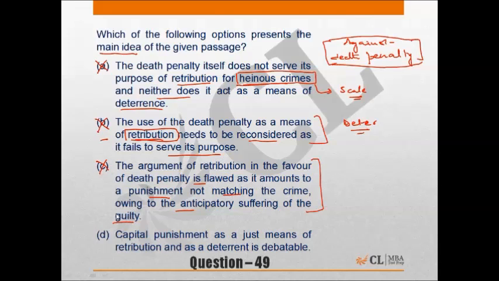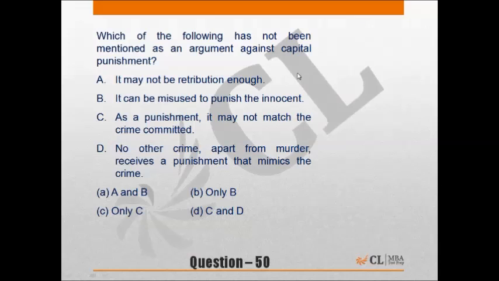By that logic, choice D should be the answer, but remember choice A we put a conditional no based on the word heinous crimes. But let's look at choice D. Capital punishment as a just means of retribution and deterrent is debatable. Yes, this is right. It is taking into account all the issues raised, and hence among the choices, choice D would be the right answer. And again I am saying, if choice A did not have heinous crimes, it would have been the same as choice D, and then it would have been an issue. Let's move to the next question.